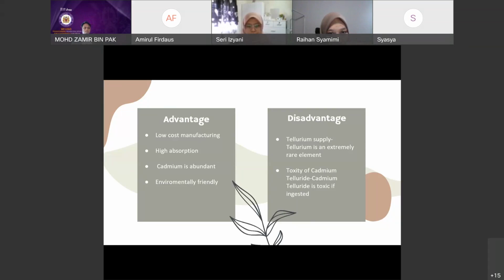However, this material still has disadvantages. The first one is that tellurium is an extremely rare element. The availability of tellurium will eventually limit the number of panels that can be produced with this material. Cadmium telluride is also toxic if ingested. It must also be handled properly with appropriate gloves and other safety precautions.